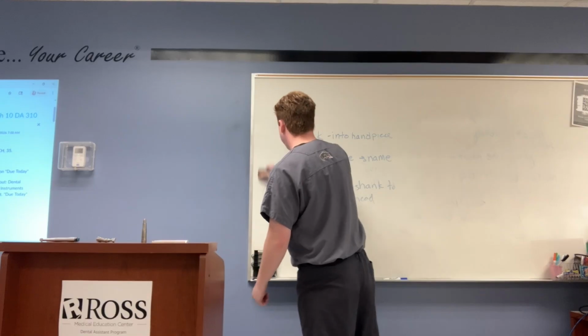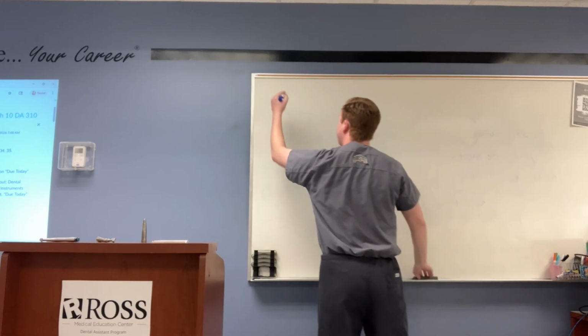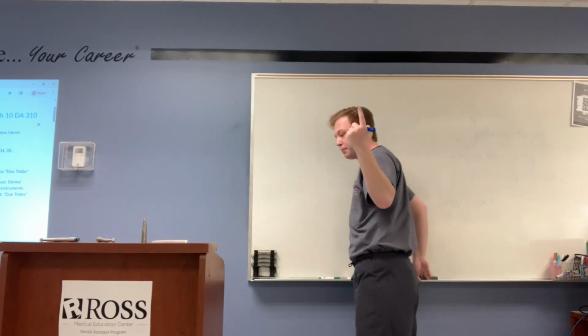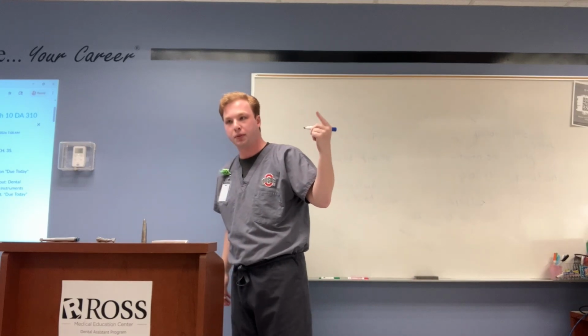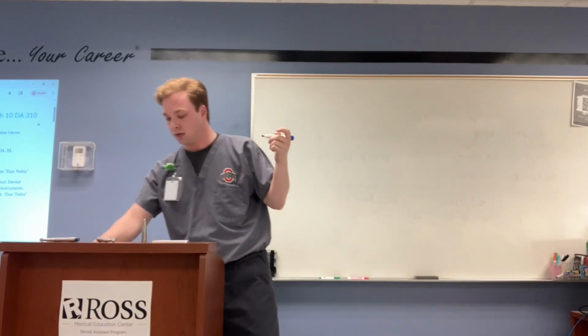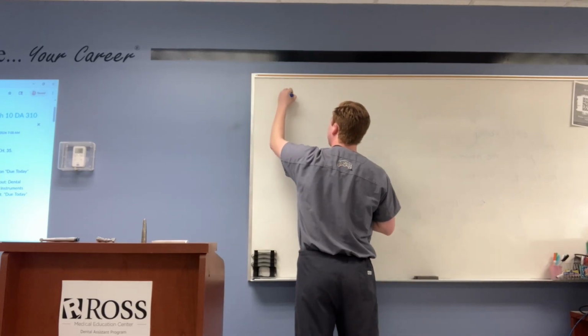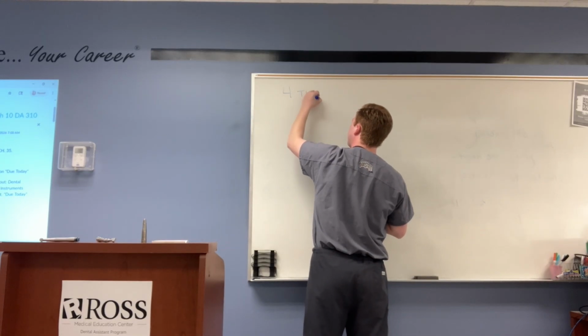So we have 4 types. I'm going to write these up here. Burs. What's the name for a bur? What do we call them formally? What's the formal name for a dental bur? Rotary instrument. Okay. The 4 types of rotary instruments.